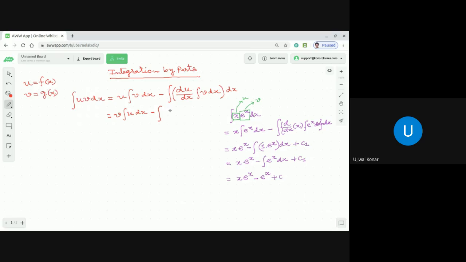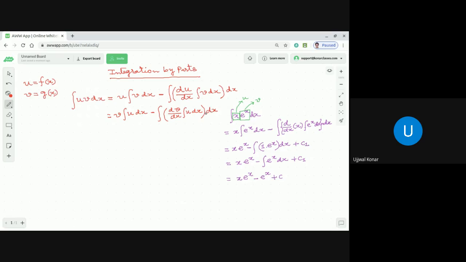Then integration, what will happen? dv dx, correct or not? Yes. Then integration u dx, then complete dx, correct or not? Yeah. But there is a difference between these two. What is the difference, you know?